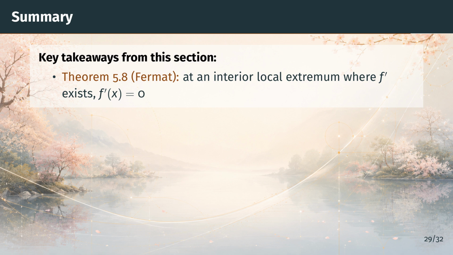Let's review what we covered. First, Theorem 5.8, Fermat's theorem. If a function defined on an interval has a local maximum or minimum at an interior point, and the derivative exists there, the derivative must be zero. The proof compared the signs of the one-sided difference quotients. This is the tool that locates candidates for extrema and powers the proofs that followed.